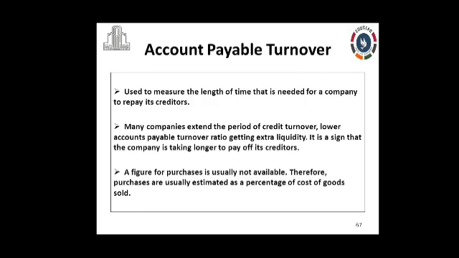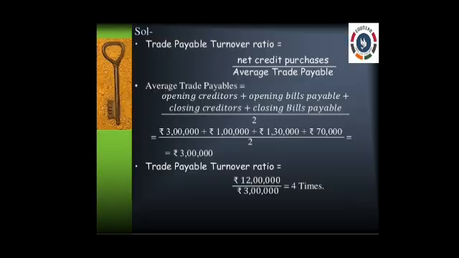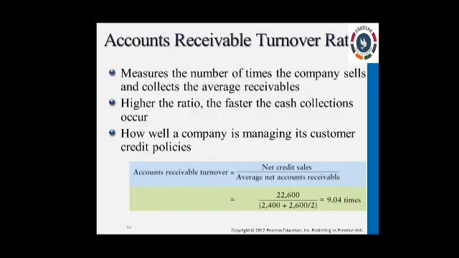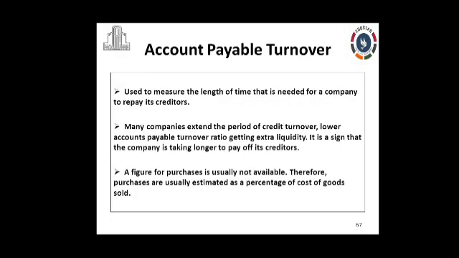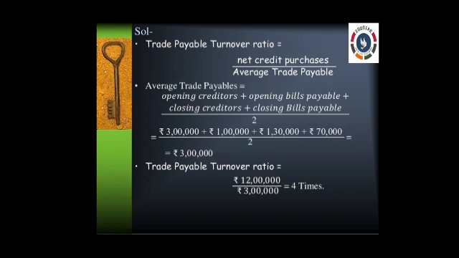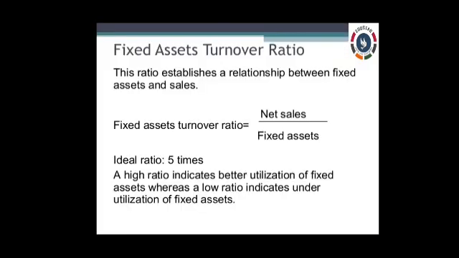Then the account payable turnover ratio, that is, for those from whom we purchase the goods on credit. For this the formula is net credit purchases divided by average trade payables. You have to apply another formula also: the average payment period. For account payable also you have to find the average payment period, that is 365 divided by trade payable turnover ratio.